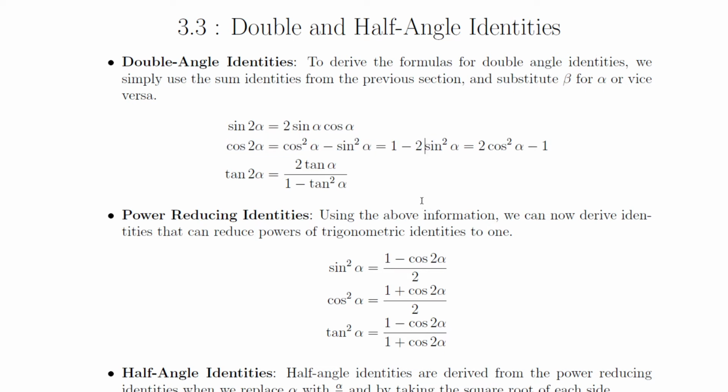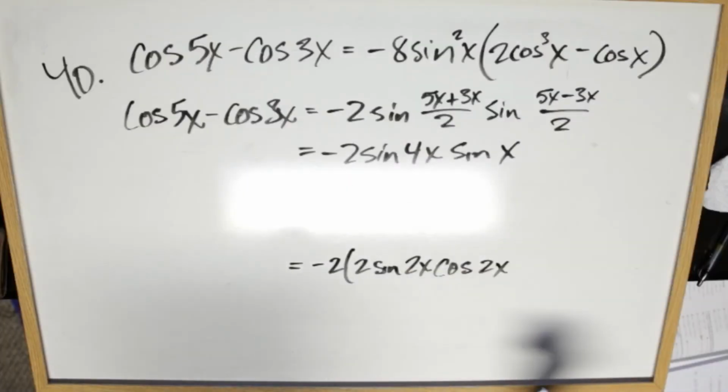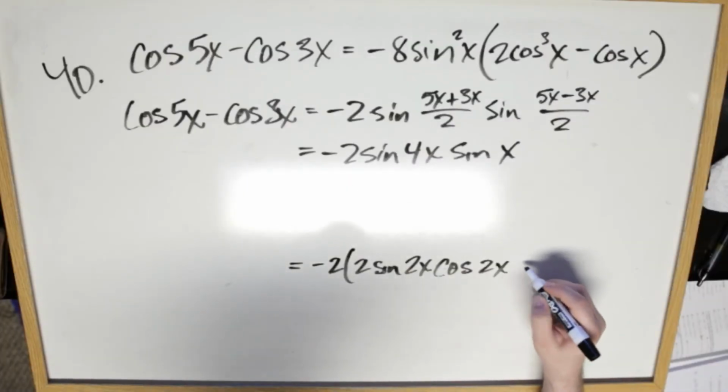So really what we've got going on is this is going to convert to a minus. So we've got this minus 2 times another 2. So this is going to be minus 2 times 2 sine of 2x cosine 2x sine of x. Here, sorry, I flipped to the wrong one. There we go. Cosine 2x, sine of x.